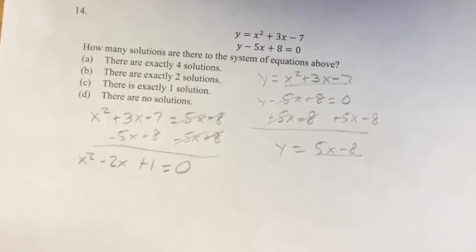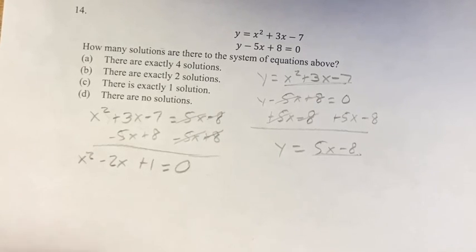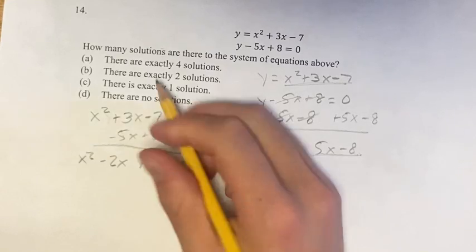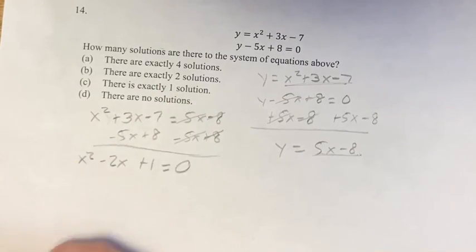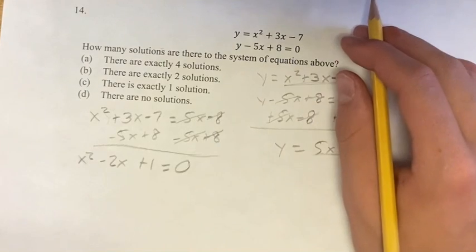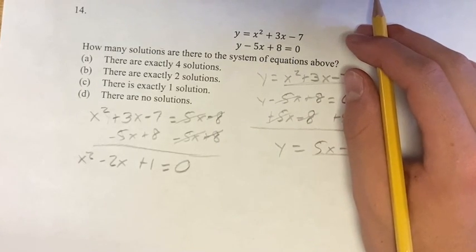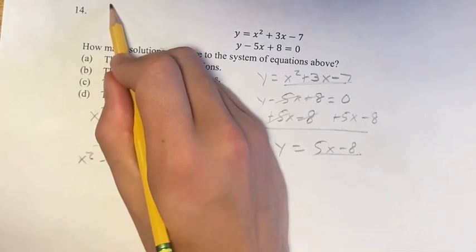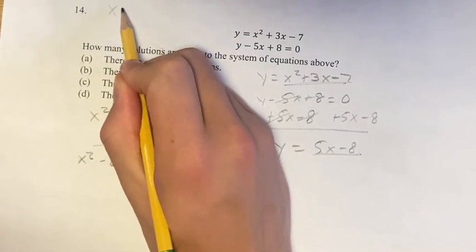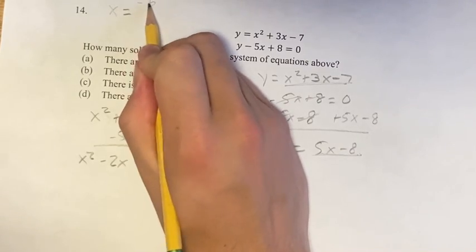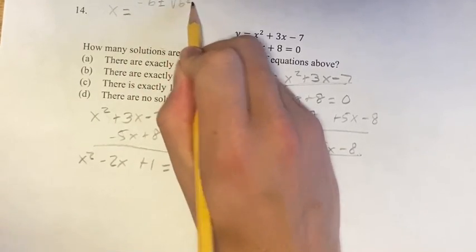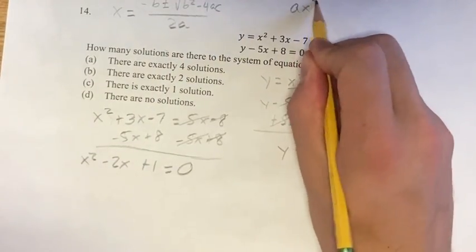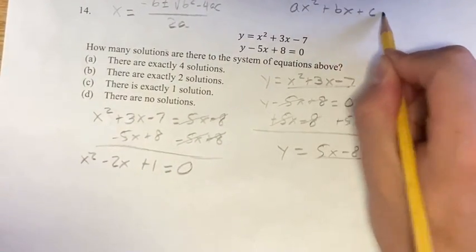We can solve for it and find the number of solutions we have, or we can use the discriminant to find out how many solutions there are, right? Because we don't actually need to know what they are. We just need to know how many there are. And the way you do that is you say, okay, the quadratic formula says x is equal to negative b plus or minus the square root of b squared minus 4ac over 2a. And this is for ax squared plus bx plus c is equal to 0.